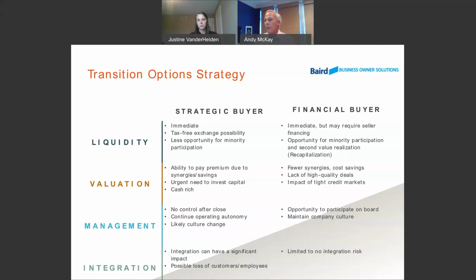Now, they all have their pros and cons. The strategic buyer can give you immediate liquidity. In some cases, there might be a tax-free exchange possibility. They can pay a premium, and owners get a lot of cash. Some of the negatives are you have very little control of your business after close. The operating autonomy continues to go away, and the company is likely to undergo some significant culture change. Integration can be tough, and sometimes the employees and customers are not 100% happy.